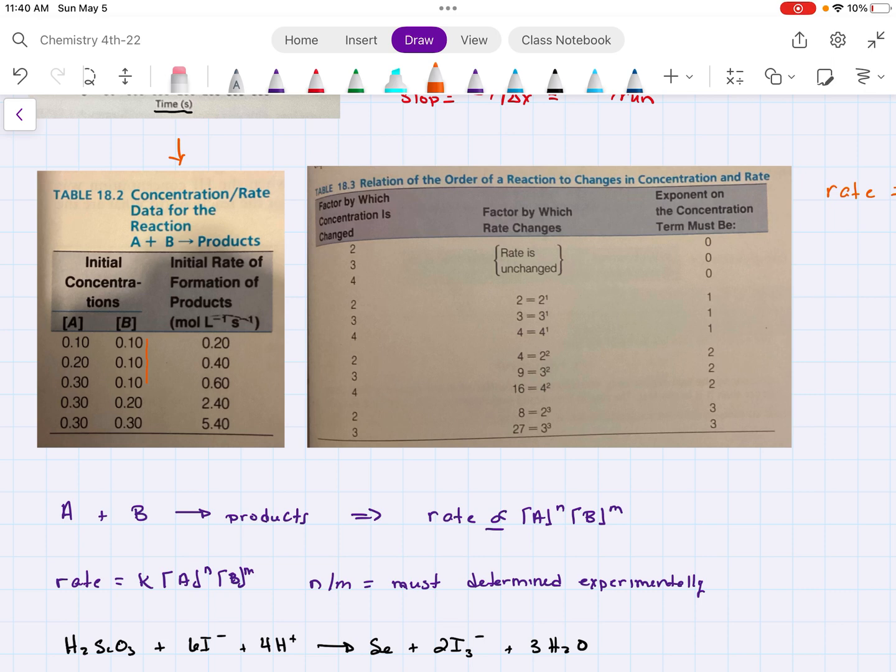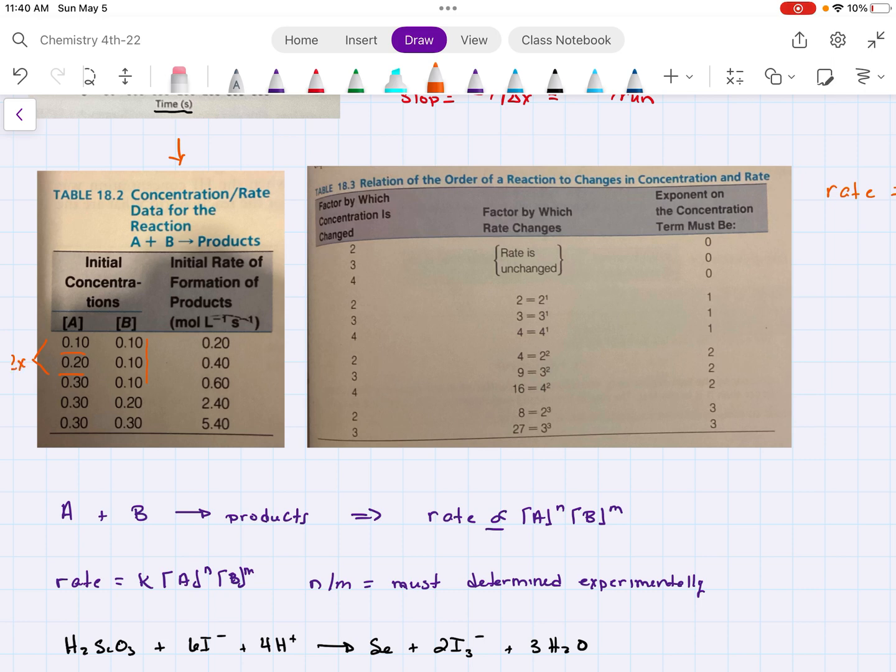Now, from the first 2 data points, we see that the concentration of reactant A changed from 0.10 to 0.20. We see that here and here. So what's happening is that we're seeing an increase in the concentration of 2. So it's increasing 2 times. Do you see that? All right.